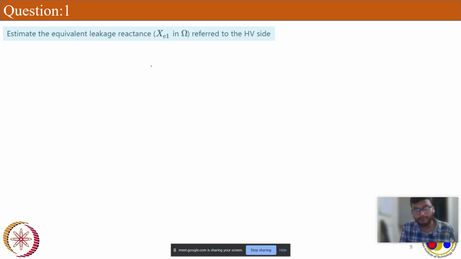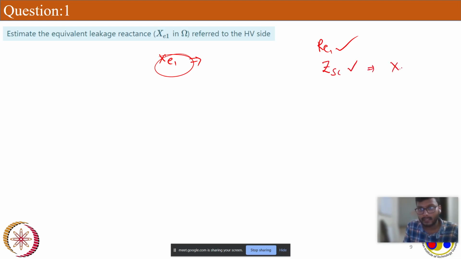Now we have to find the XE1. So again, it is related to our copper loss component only, because I am interested in the short circuit test. Now my XE will be how much? In order to find XE, I already know RE1 from the first part. Now I need to calculate ZSC, then I will calculate XE1. So how much is my ZSC?